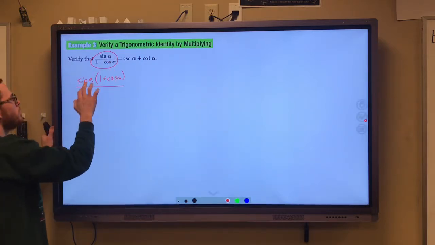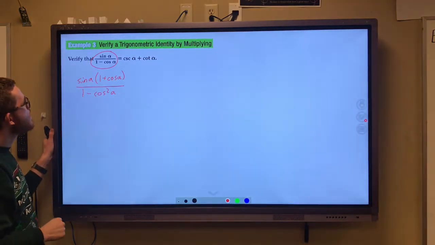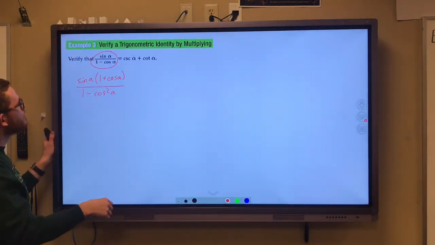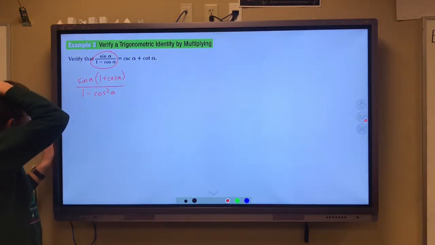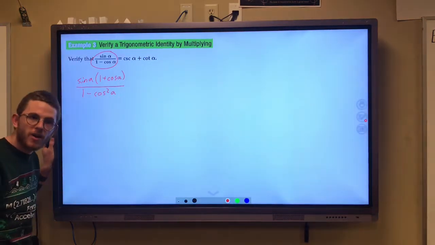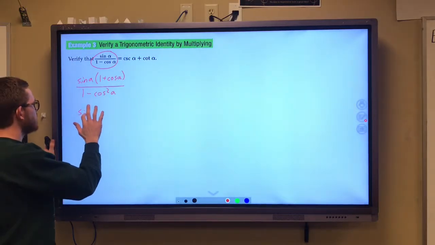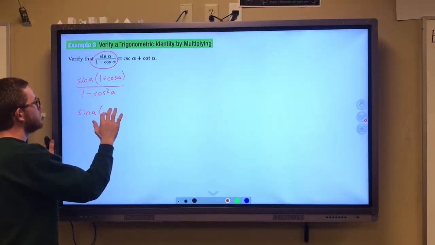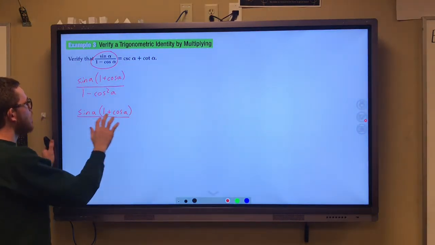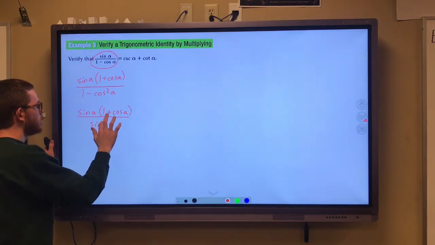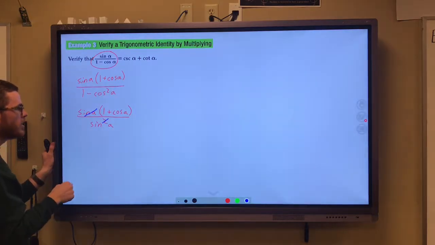And so when I multiply the bottom by that, I get 1 minus cosine squared. Okay? Now I'm going to leave the other side alone still. Now this I know. I know 1 minus cosine squared of A. Think back to your Pythagorean identities. That's sine squared. So we have sine of A times 1 plus cosine over sine squared.